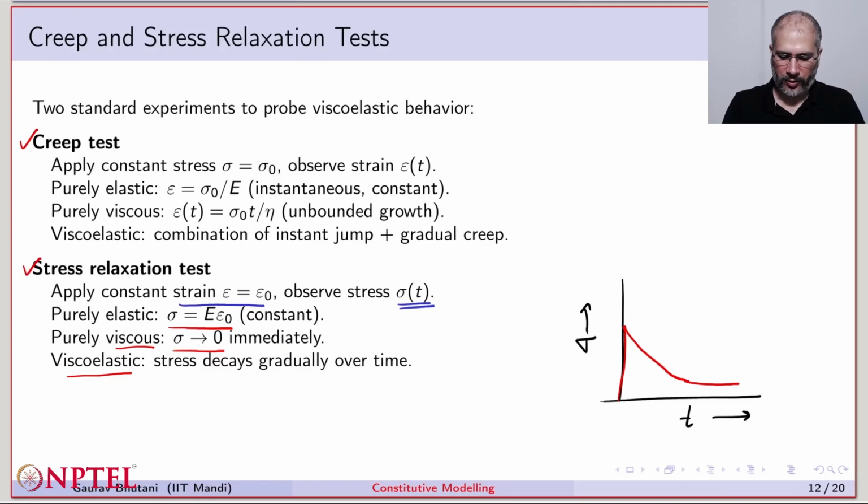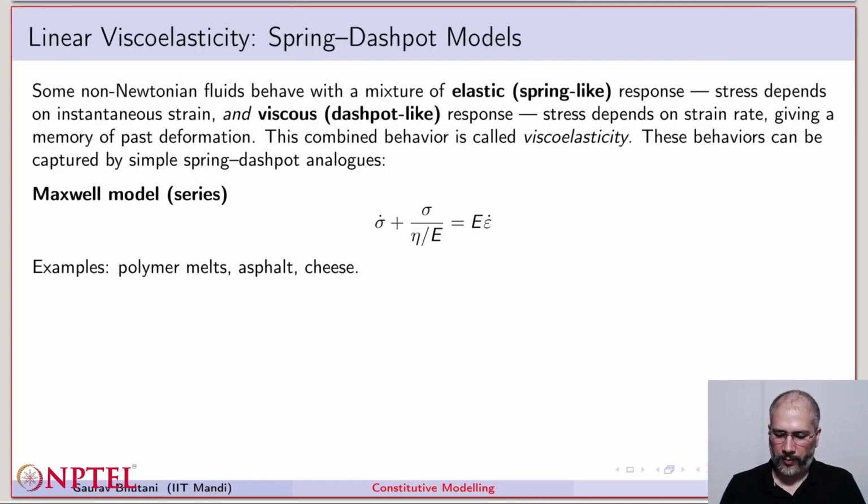So creep and stress relaxation are two important phenomena that indicate a viscoelastic behavior in a material. So let's talk about linear viscoelasticity now using spring and Dashpot models. As we said, it's the elastic or spring-like response where the stress depends on the instantaneous strain, and the viscous or Dashpot-like behavior where the shear stress depends on the rate of strain, bringing in the memory effects in the material.